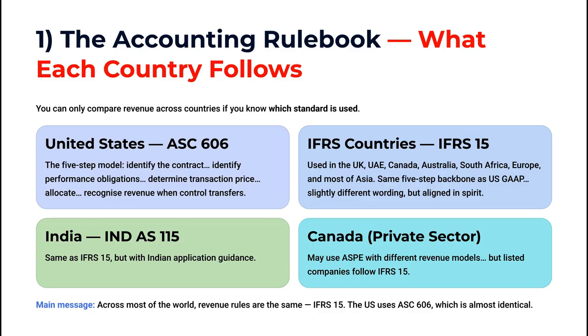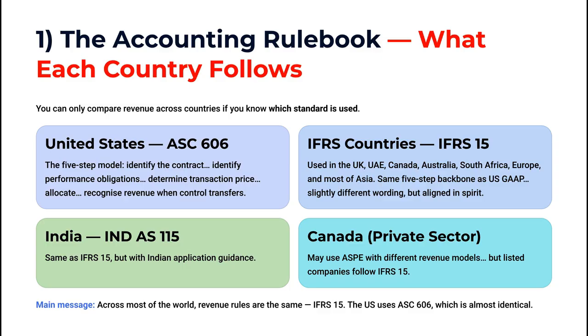The accounting rulebook, what each country follows. You can only compare revenue across countries if you know which standard is used. United States, ASC 606. The 5-step model. Identify the contract. Identify performance obligations. Determine transaction price. Allocate. Recognize revenue when control transfers.